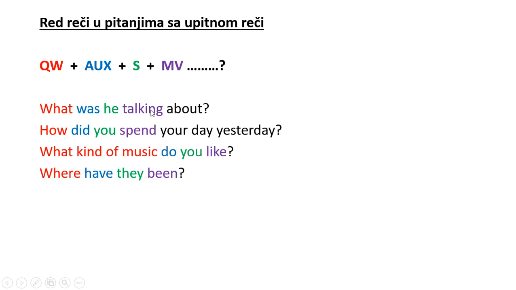And the rest of the questions are the same. Just pay attention to this one. What kind of music do you like? The question word doesn't have to be only one word. It can consist of a couple of words. What kind of music? All these 4 words make the question word. And when you answer these questions, you must be specific.